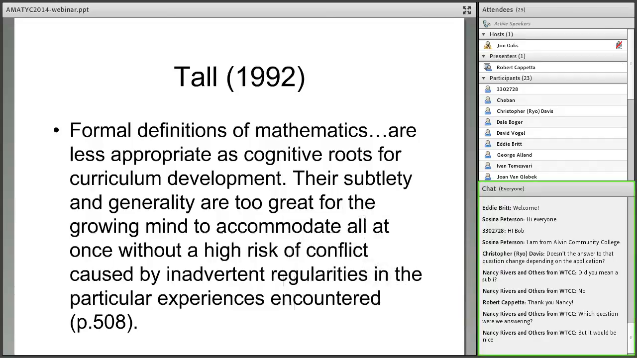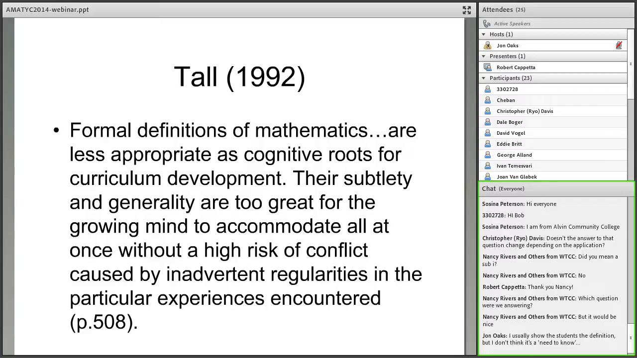Tall claims that formal definitions are less appropriate for cognitive routes for curriculum development. He says that their subtlety and generality are too great for the growing mind to accommodate all at once without a high risk of conflict caused by inadvertent regularities in the particular experiences encountered. Now, I do not want to dismiss those that said they need to know that. To understand what a limit means in the modern world requires us to understand these epsilon definitions, epsilon delta, epsilon N definitions. In analysis, of course, that is absolutely crucial.